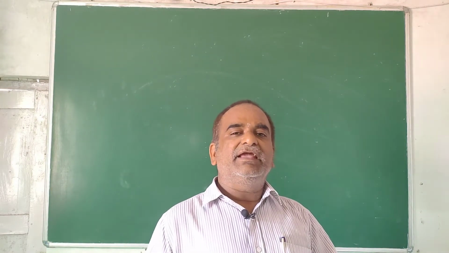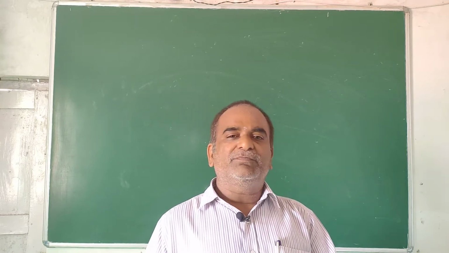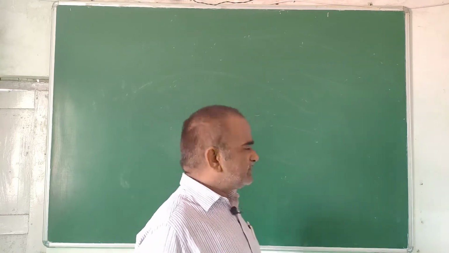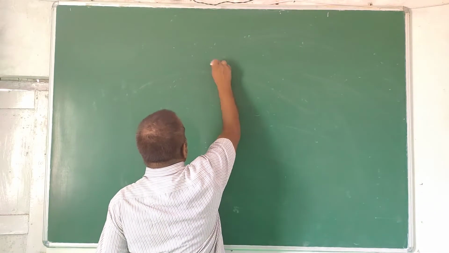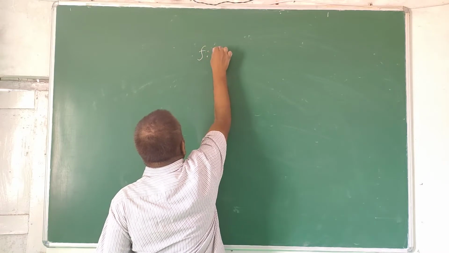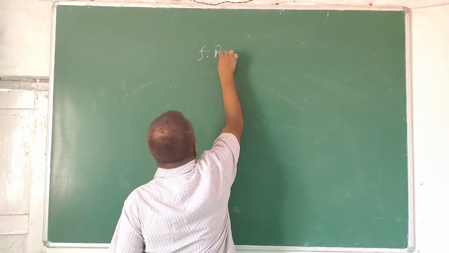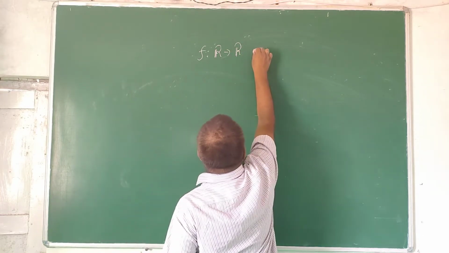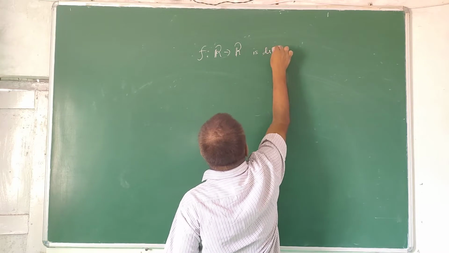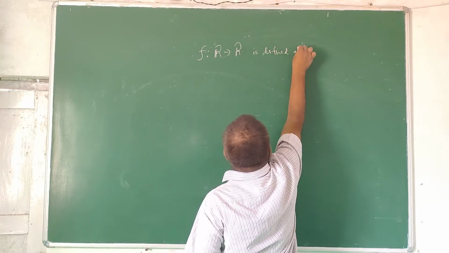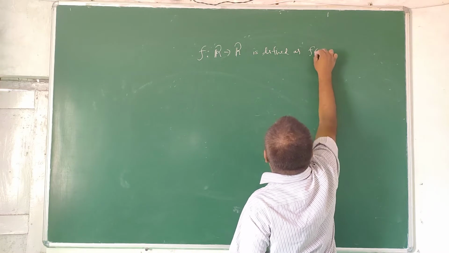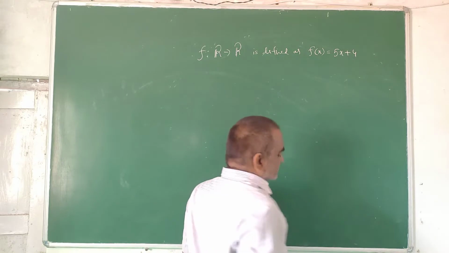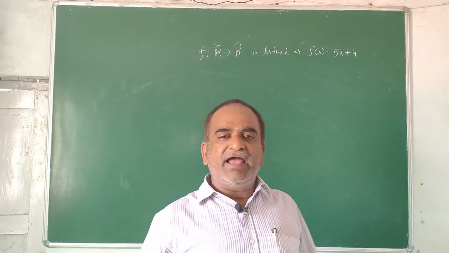So now I am taking an example where I am going to prove that it is a bijective function. This procedure is very important, you please observe. See, the question is: f from R to R is defined as f of x is equal to 5x plus 4. Show that f is a bijective function.